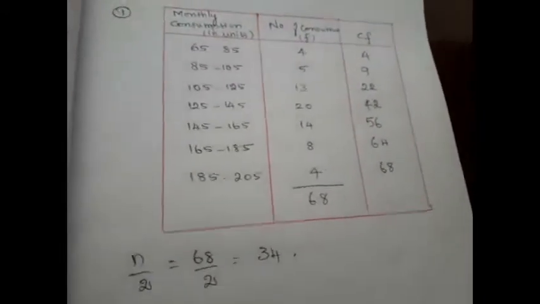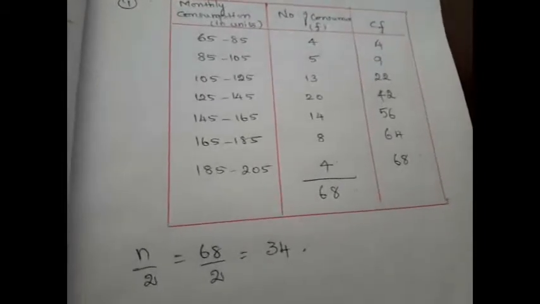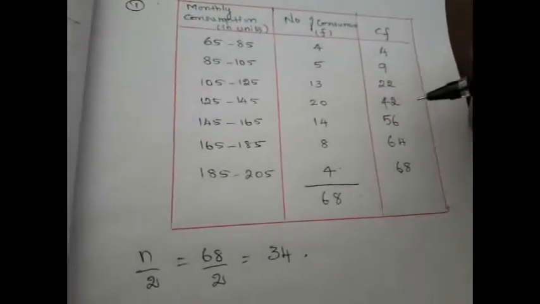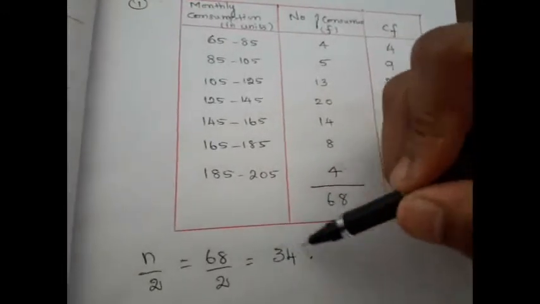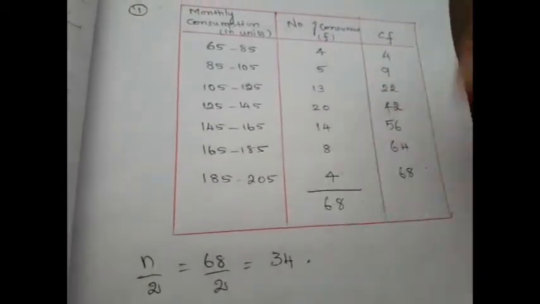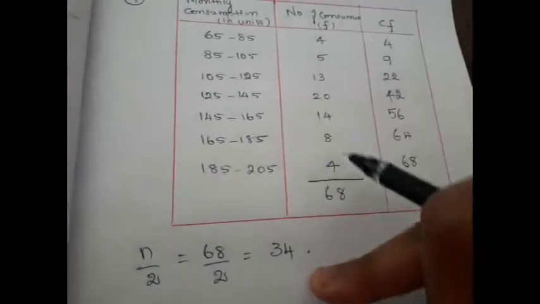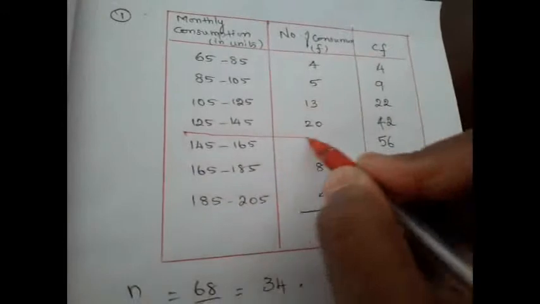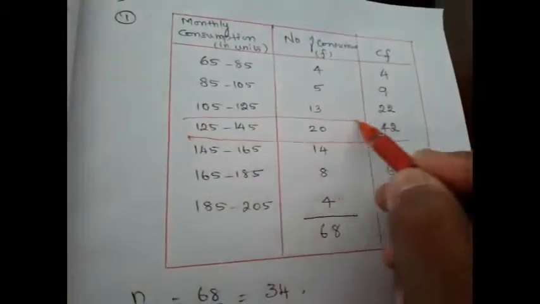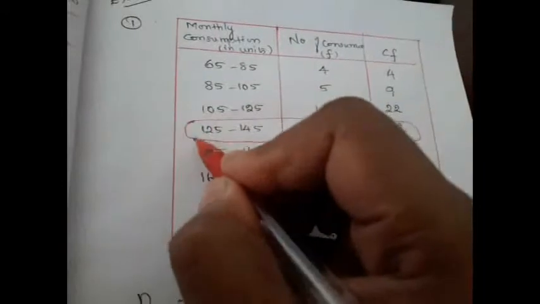So now we have to identify our median class. How will you identify your median class? Your median class is going to be the class which has a CF greater than this n by 2, or nearest to this n by 2. So n by 2 is 34. Let us see which is the immediate greater number than 34, which is 42. Therefore, our median class is going to be this. This is our median class.